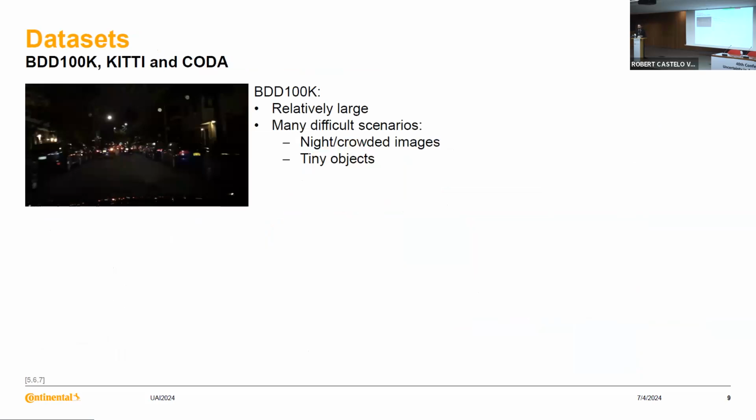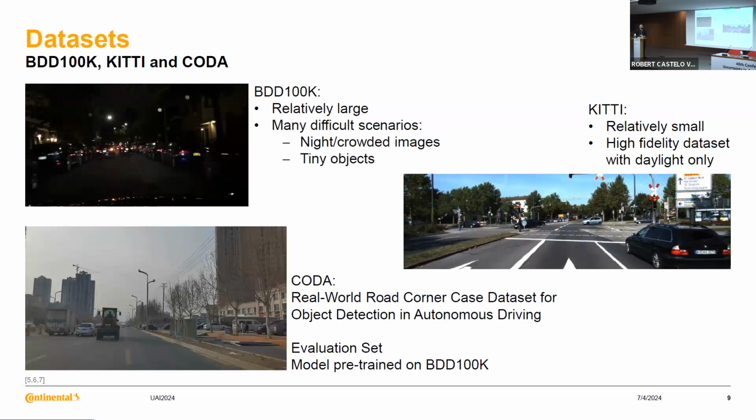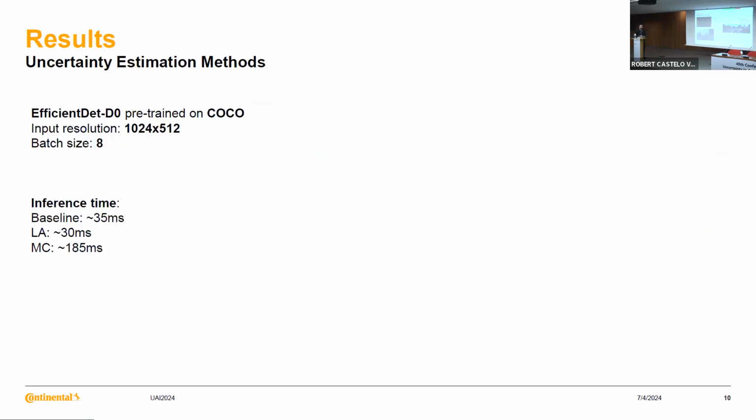What data set to use? One data set is BDD 100K. It's a relatively large data set, with a lot of difficult scenarios, and also very noisy. You can see already here, as a human, you can barely see the cars. Another data set is TT, relatively small, high fidelity. You see it's also very clear, and the resolution is very high. And as an additional independent evaluation set, we take CODA, which is the real-world corner case and out-of-distribution objects data set, that we test our model, pre-trained on BDD, on. How does it perform when we shift the domain to CODA, which is taken on completely different continents?